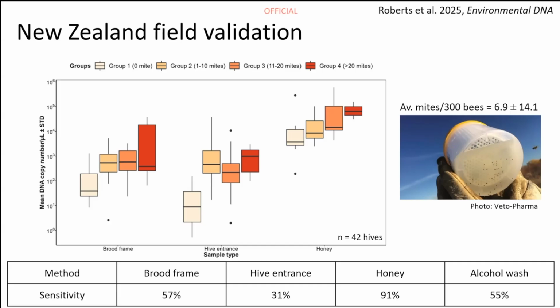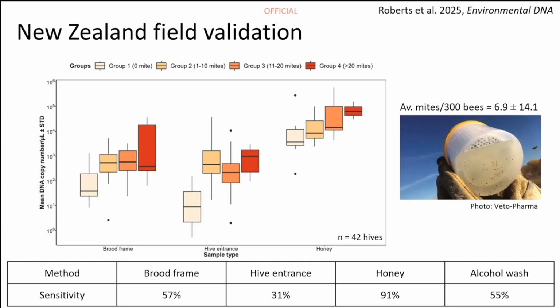We also want to be able to compare the sensitivity of the different methods. And so for this, we assume that all of the hives had mites so that we could compare across to the alcohol wash. And what we were finding is that our honey sample had the highest sensitivity, 91%. This was because we were getting eDNA detections in our honey samples from hives where we weren't seeing anything in the alcohol washes. The brood frame swabs was showing comparable sensitivity to the alcohol wash, which is good.